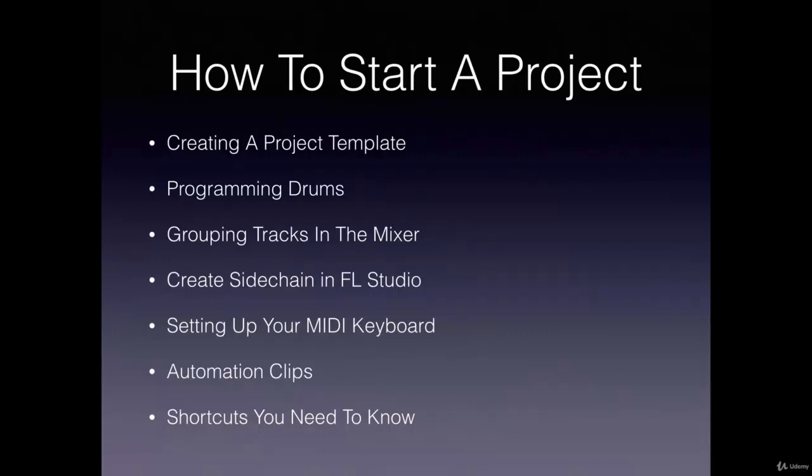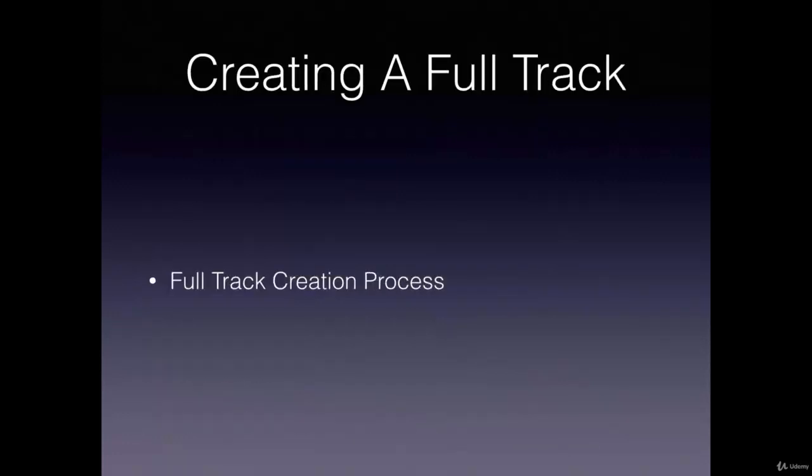Next thing we will go to looking at is going to be how to program drums. So we'll program different drums and beats and stuff like that. And FL Studio works very nice when you want to create beats. Then we're going to take a look at how to group tracks in the mixer. Then create sidechain in FL Studio, setting up your MIDI keyboard. We'll create automation clips and then we'll go through different shortcuts you need to know. Then we're going to create a full track.